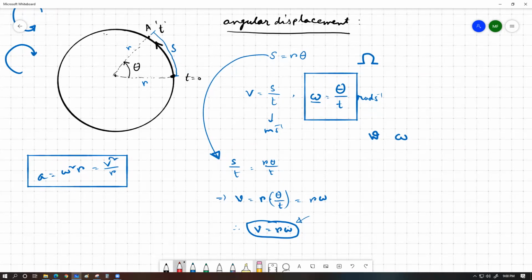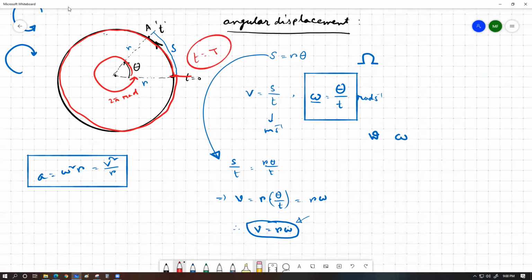If the object starts from a starting point and goes around the circle and covers the entire circle all together and reaches back to the same starting point, the amount of angle it produces at the center is 2 pi radian. And the amount of time it takes to make one whole cycle is typically what we call the time period. Time period means the amount of time it takes to reach back to the same position from the same direction.